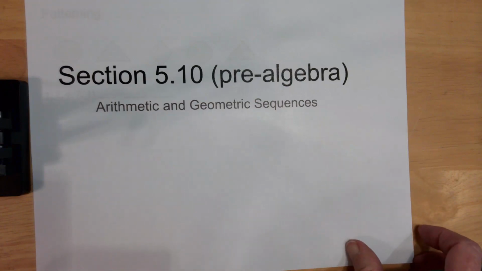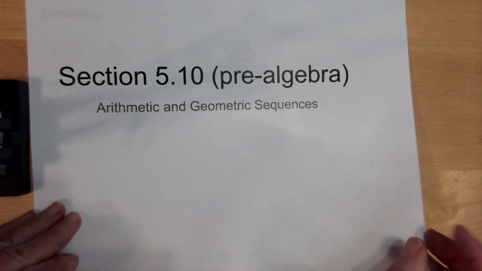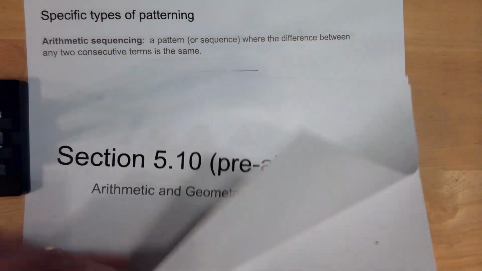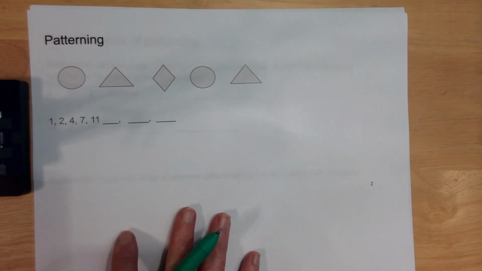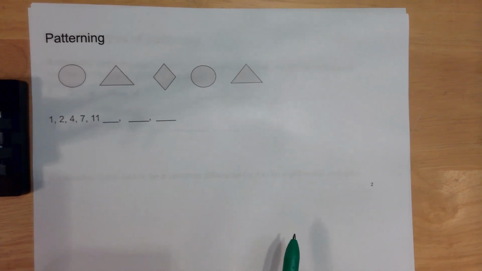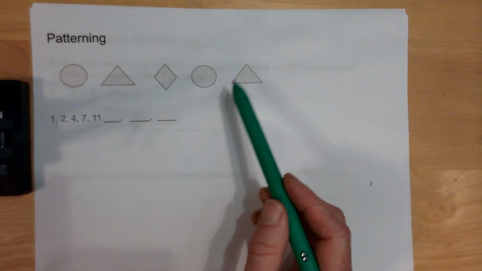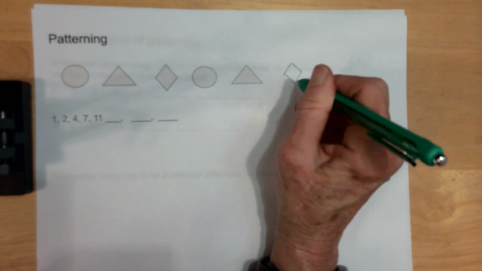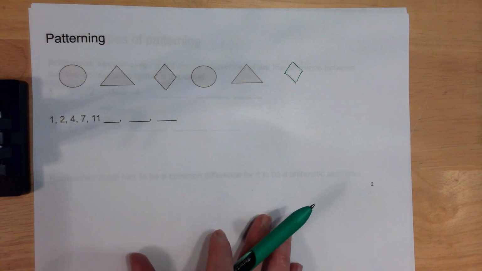All right, section 510 is on arithmetic and geometric sequences. When you first started math of any sort, you probably worked on doing patterning. And so you could look at a group of patterns and you could go circle, triangle, diamond, circle, triangle, and you would know that the diamond would have to come next. Well, numbers also can have patterns to them.